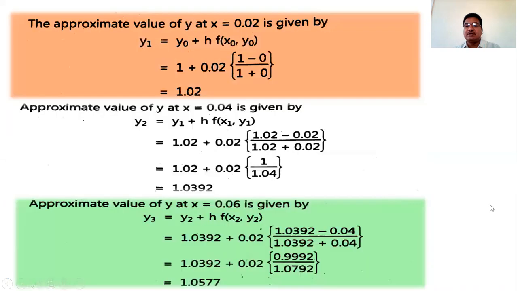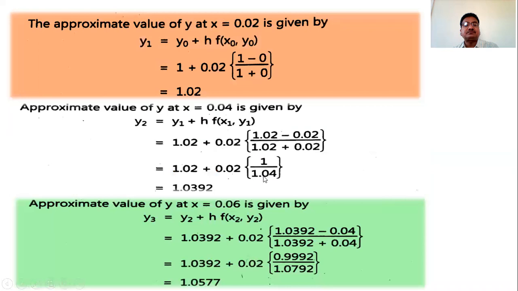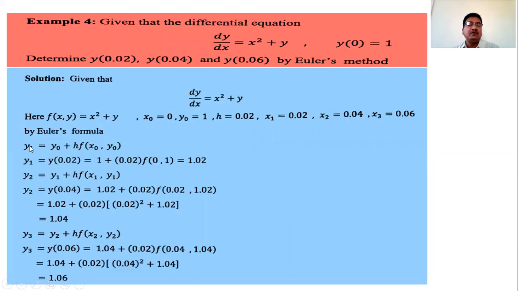This is the Euler general formula: y(n+1) is equal to yn plus h f(xn, yn), where n runs from 0, 1, 2, 3. So if we substitute n is equal to 0, then we get y1 is equal to y0 plus h f(x0, y0). Okay. And then what is y1? y1 means the value at 0.02, the value at x1.